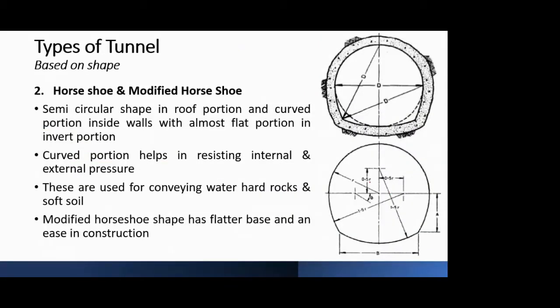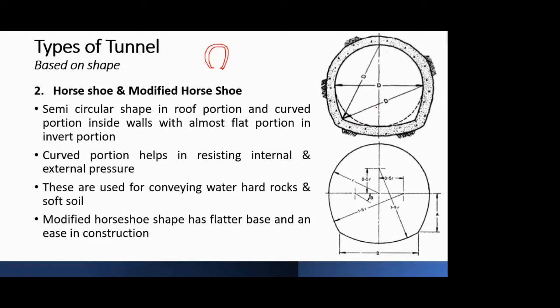The second type, which is based on the shape, is the horseshoe or modified horseshoe. Both are the same, just a bit of a technical or size variation is there. So horseshoe, you all know what a horseshoe is. It looks something like this. So based on this shape itself, the tunnel is named horseshoe shape or modified horseshoe.